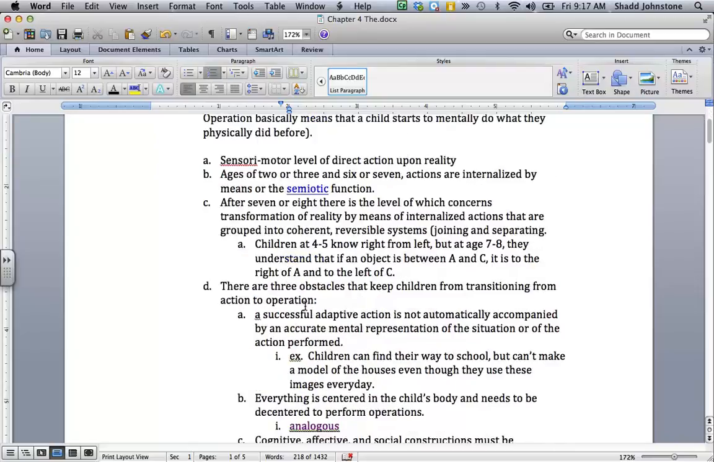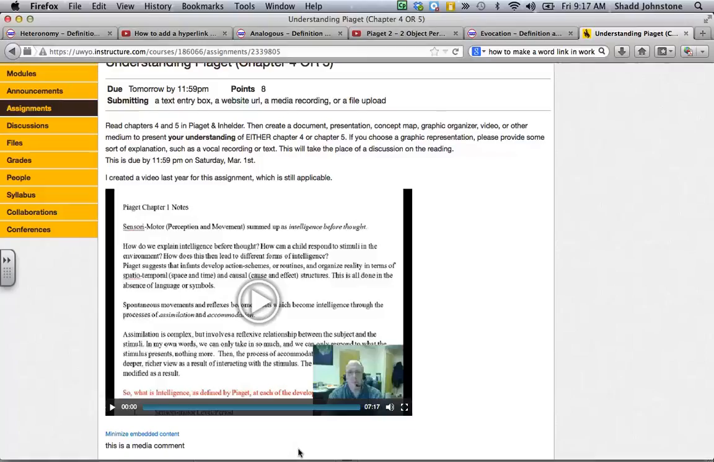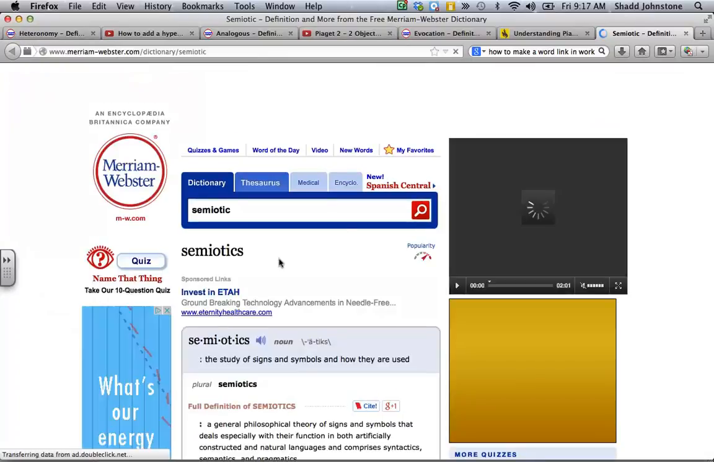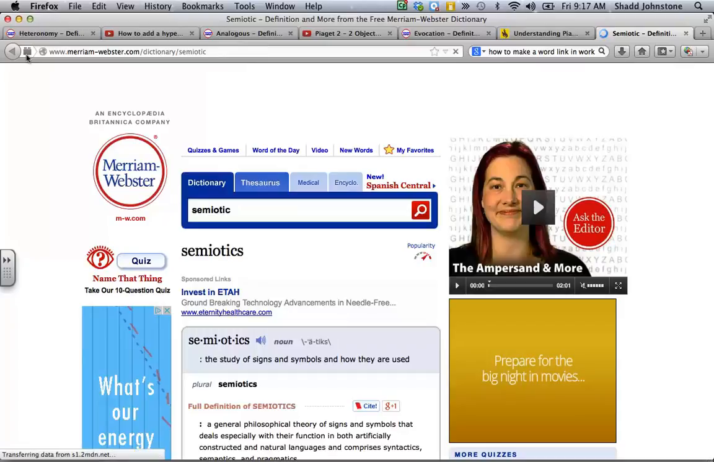And as you can see, I made links to definitions of the words. So, for example, this one, I could click on semiotic and I would have a Webster's Dictionary definition of semiotics, which greatly helped me when I was reading this text.